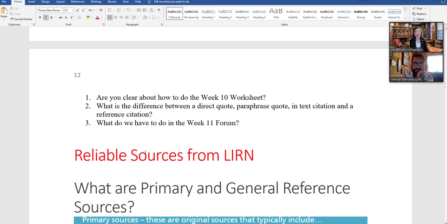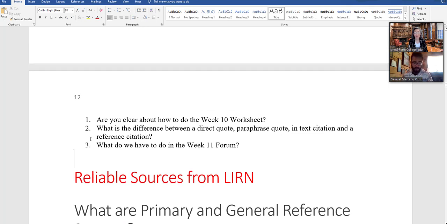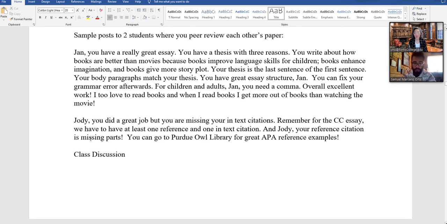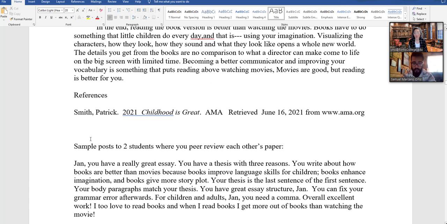Are you clear about how to do the week 10 worksheet? Yes, I do have a question. Okay, go ahead. Whenever I was looking up a website for my week 9 and my other classes, I tried to use the APA format. But whenever I'm using websites like .gov or .edu, the author is missing. Author's missing. Yeah, I know.